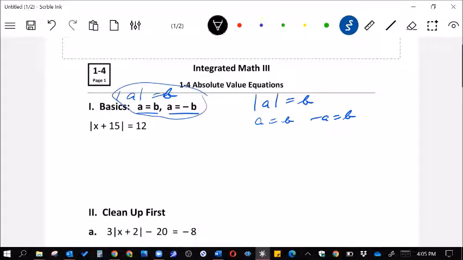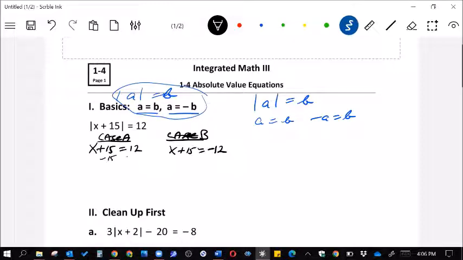So in this first problem, we're going to have x plus 15. I'm going to call it case A and then case B. That's probably the single biggest thing people have to remember about this: they forget to do two cases. X plus 15 is equal to 12 and x plus 15 is equal to negative 12.